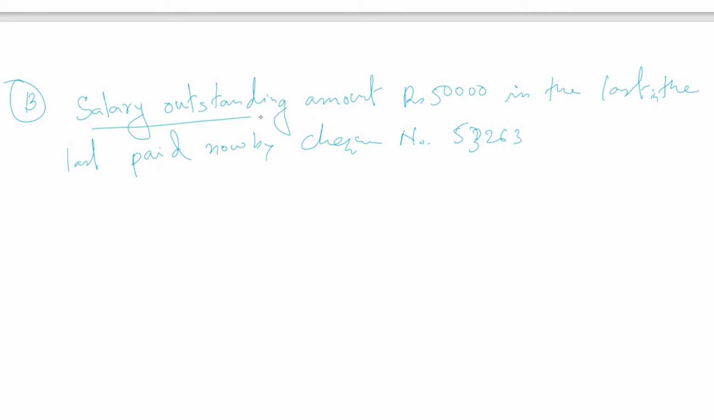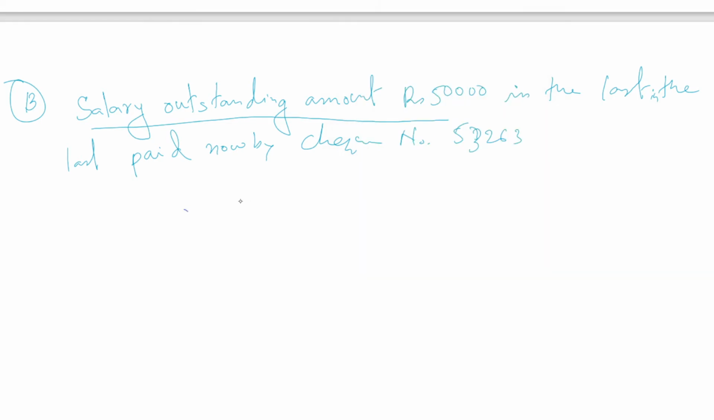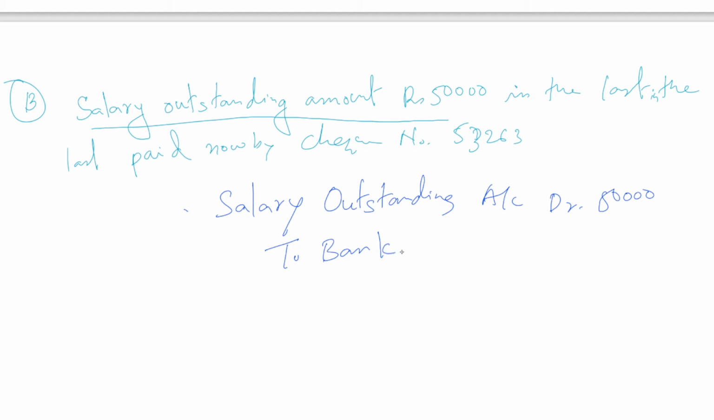The salary outstanding amount which was from the last month is being paid now. Now we will not write the salary account because we have already debited salary in the last month, so we will not charge it again because it would be doubling. We will only write the salary outstanding account, because this outstanding will be cleared now. Earlier it was credited, now it will be debited. Outstanding account debit 50,000 to bank account, because it is being paid by check.